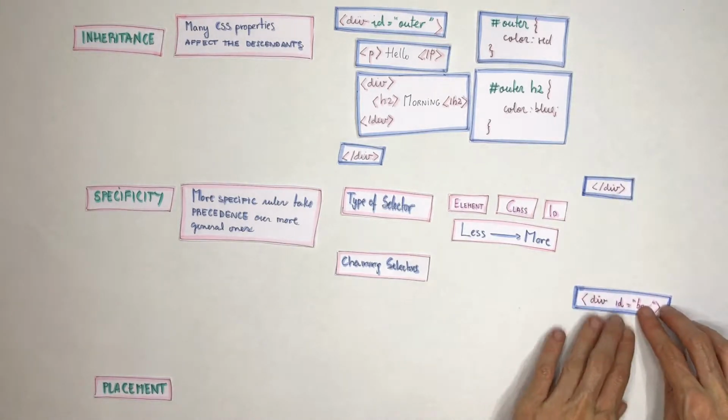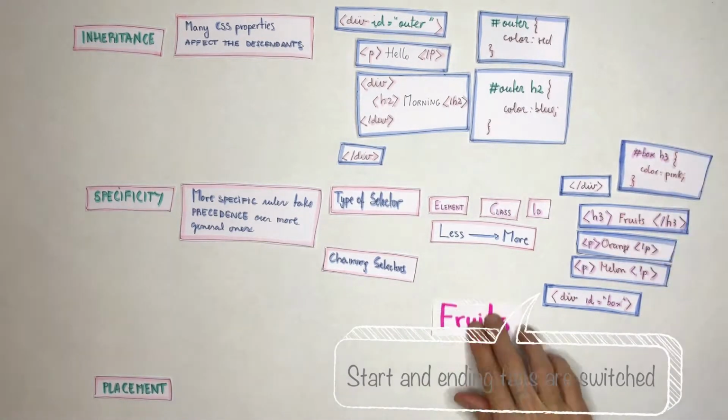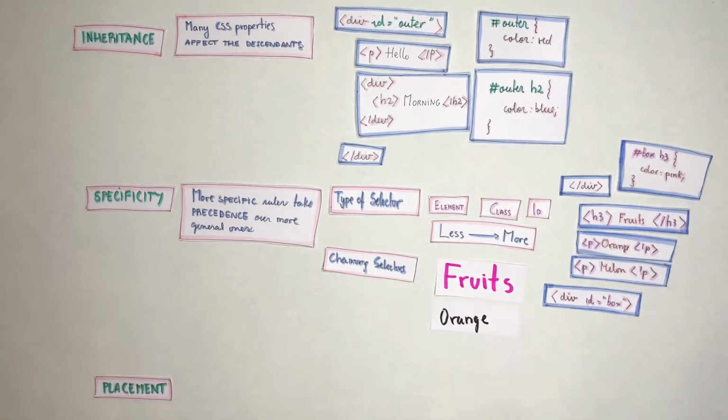We have this HTML code here and this class. And this is how this is going to be rendered. The H3 element inside box is going to be pink, but not the other H3 elements that our page might have, because this selector is only affecting the H3 element inside box. Okay? And the rest of the elements are going to be displayed black, which is the default color.